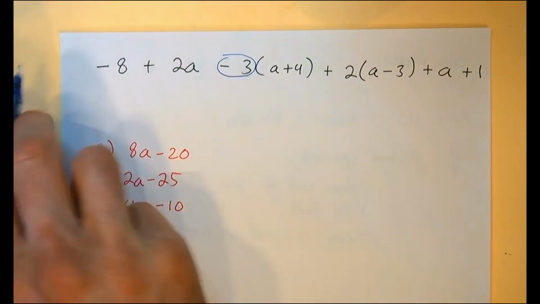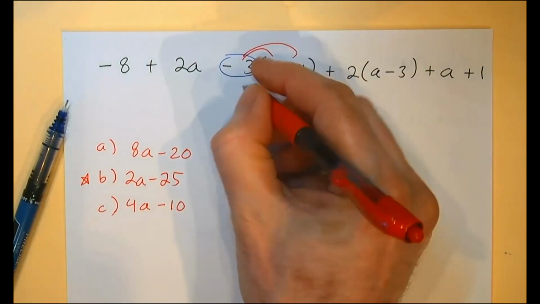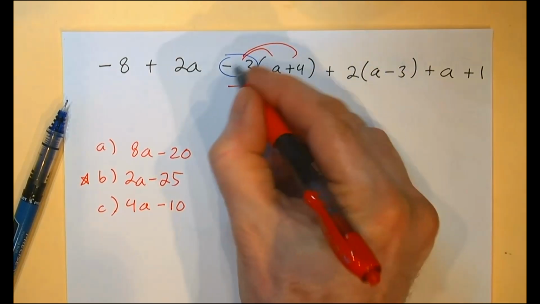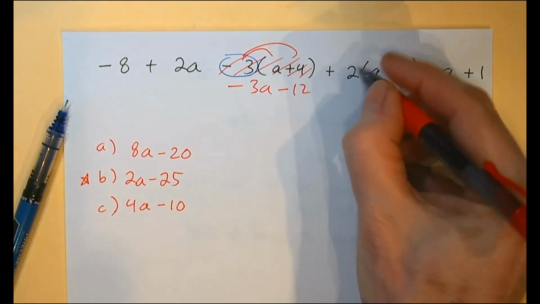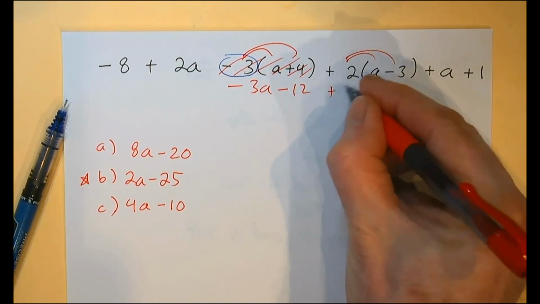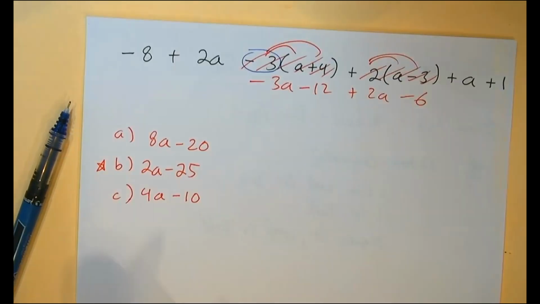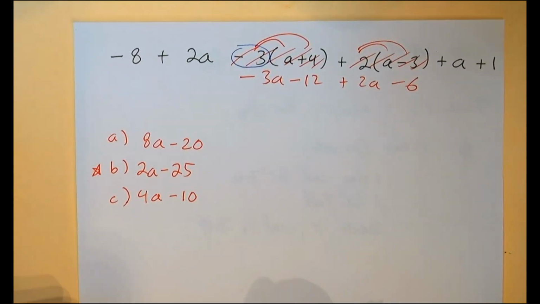Take the negative 3 and distribute. So let's rewrite this as minus 3a. Minus 3 times 4, minus 12. Okay, so I redid that. And here's a 2 right there. Plus 2a, and 2 times that's negative 6. I cross it out. Now let's go find all the goodies. Let's find the letters first.